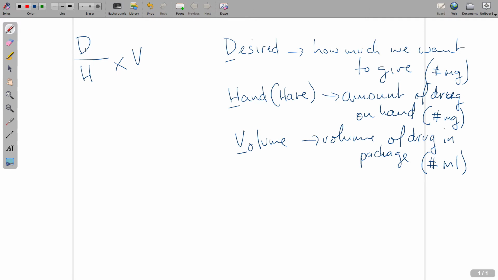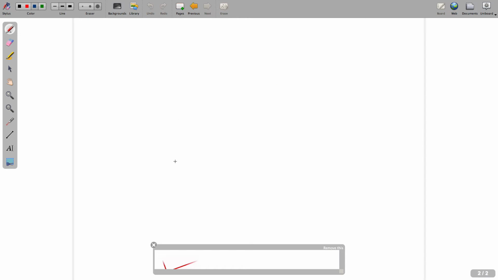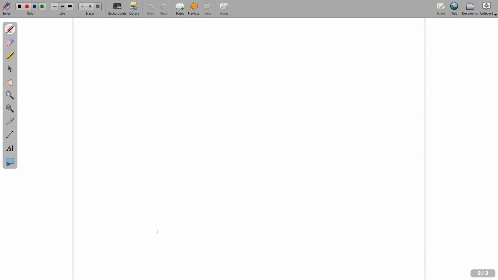All right, so the desired drug, the amount that we want to give the patient, divided by the amount of drug that we have on hand. Again, these are both milligrams, and then we multiply that by the volume that this on-hand drug comes in. All right, so let's take a look at what this looks like. Again, I apologize for the banners there.